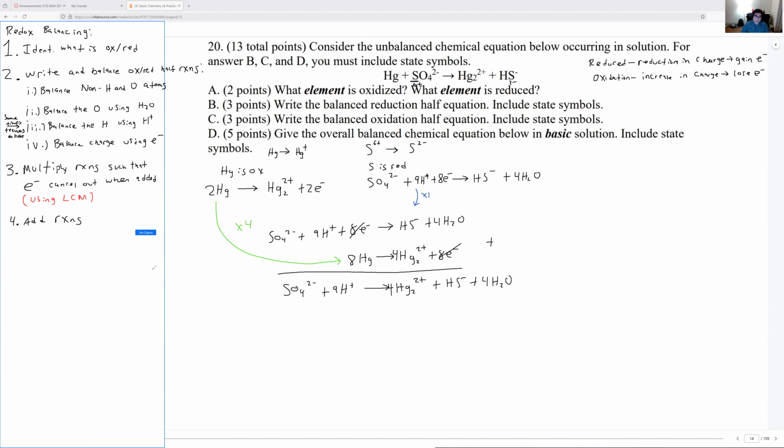Now, if you're in acidic solution, this is done. So if they ask you to balance it in acidic solution, this is done. Right, this would be your answer. Now, in this case, they're asking for it in basic solution. So there's one more step you do, or I guess it's 2, but it's like 1 and then a simplification. So again, this is done in acidic. And then this is for basic solutions.